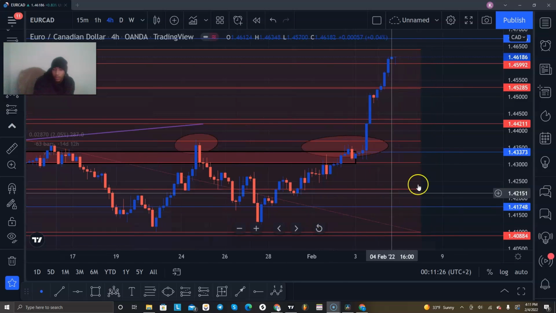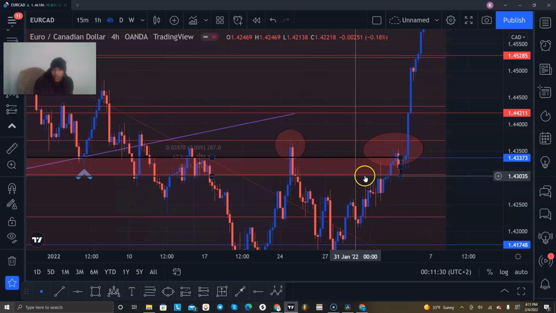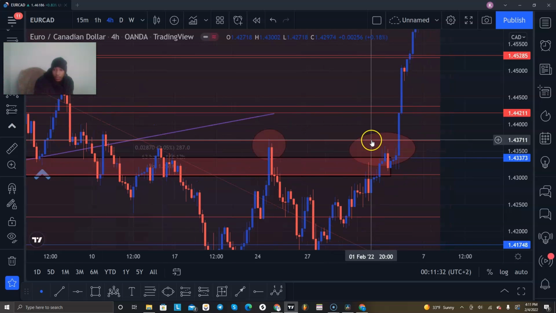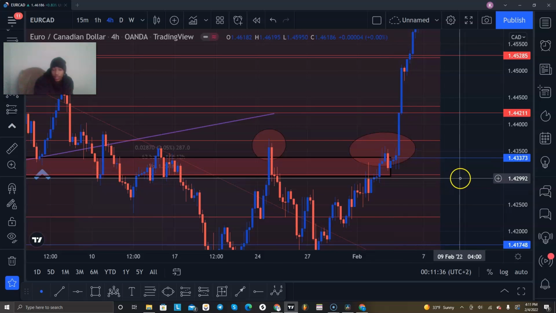All right, update on ECad. I was expecting it to come back to this 50% level. It did go to the 50% level, but it went way past the 50% level, so it wasn't even an entry.